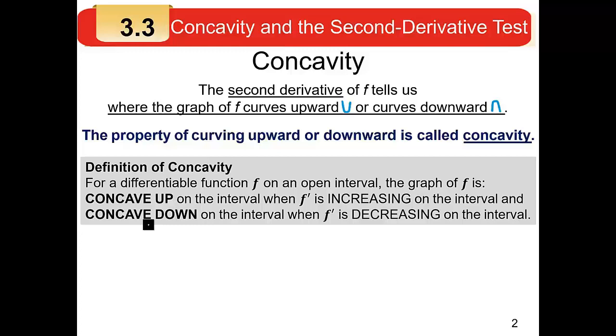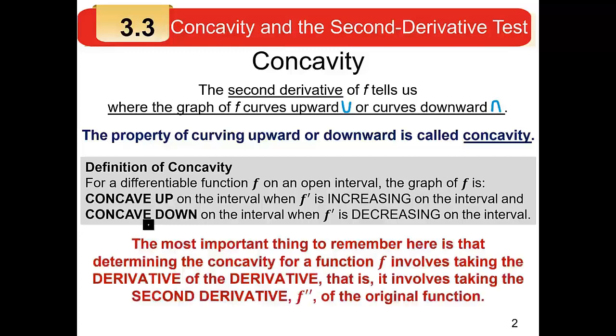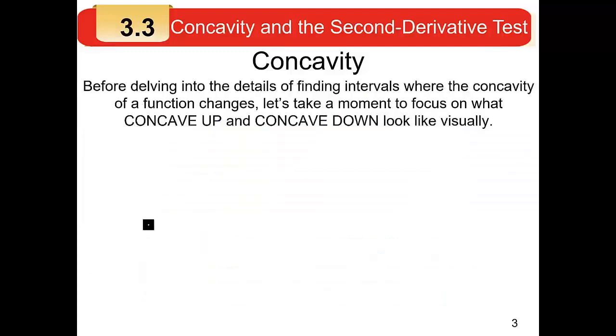Not whether the function is increasing or decreasing, but whether the function's derivative is increasing or decreasing. The most important thing to remember here, and I'll say it again, is that when we talk about concavity, we're talking about taking the derivative of the derivative, which is the second derivative of the original function. Before we delve into the details of finding intervals where functions have concavity changes, let's take a moment to focus on what concave up and concave down look like visually.